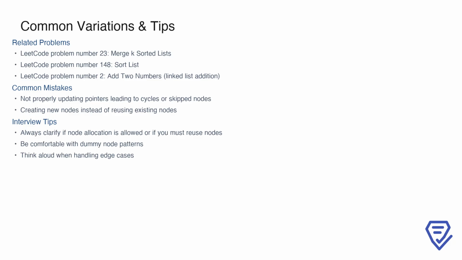One typical mistake is mismanaging pointers, which can cause infinite loops or skipped nodes. Always remember to handle node references diligently and prefer pointer relinking to creating new nodes unless specifically required. In interviews, clarify requirements about node creation. The dummy node trick is a key pattern to master. Finally, make sure to clearly explain your thought process, especially how you handle base cases and edge conditions, to demonstrate your thoroughness and mastery during interviews.